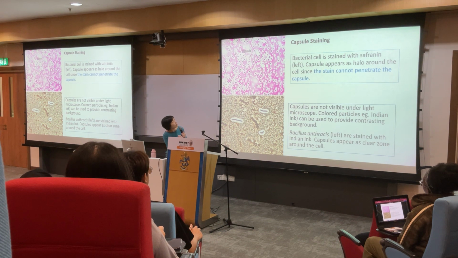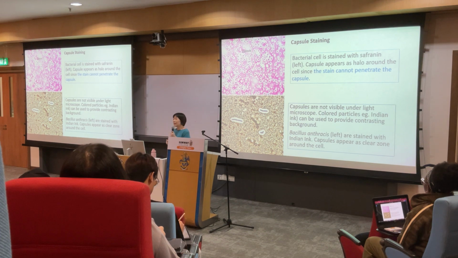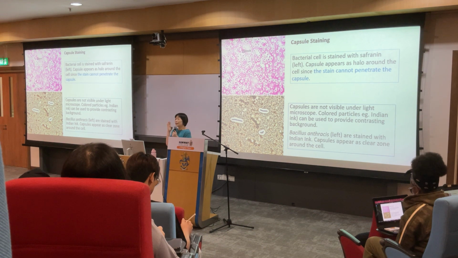What is the halo shape? The halo shape is the white color here. Same thing, you have the white color here, the halo shape. This is indicating they are the capsule. And why is it a capsule? Because for capsules, they are very organized, very tightly packed.